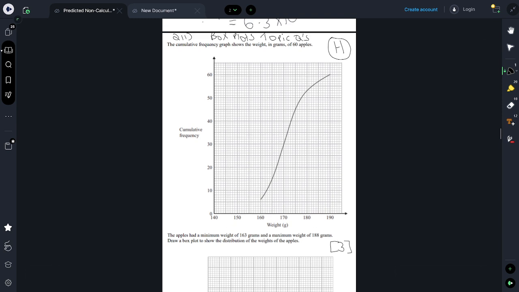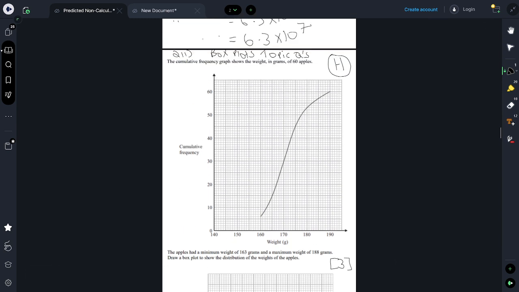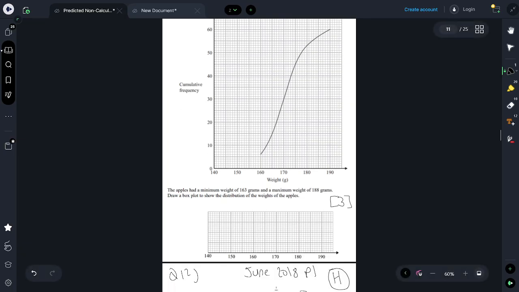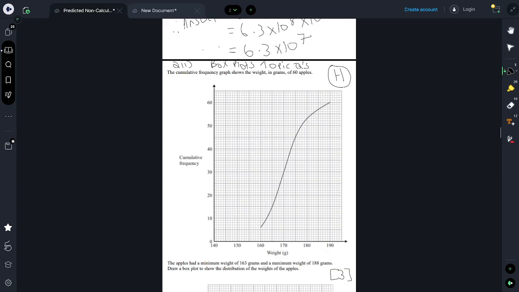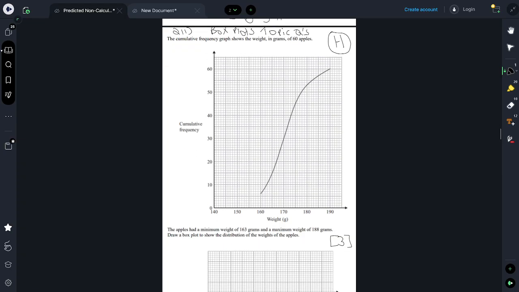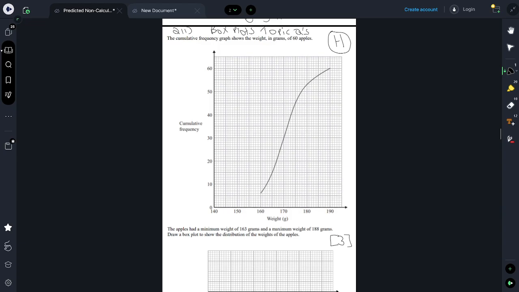Okay, question 11. Okay, we have an interesting box. Now I've seen that most papers seem to love asking box plots on paper 1. So I expect a box plots question here for 3 marks. But I picked this question because it's a bit interesting. It's a bit more problem solving. So you might be asked something like this. We're given a cumulative frequency graph, and we need to use this to draw a box plot.